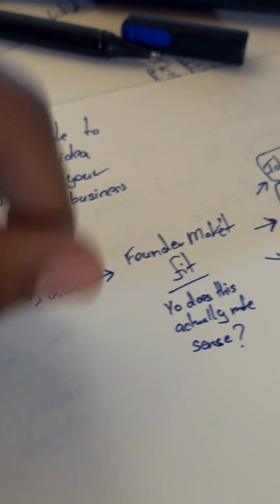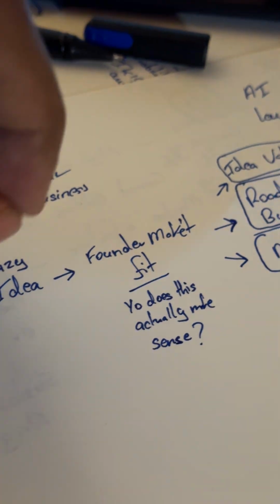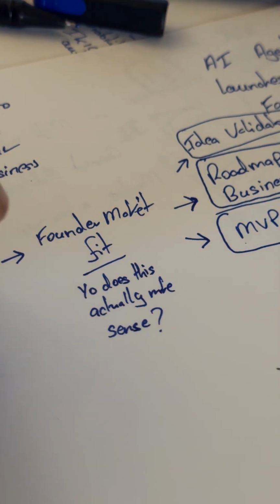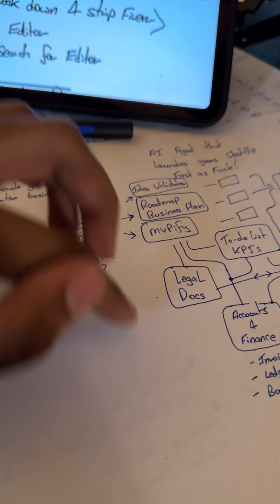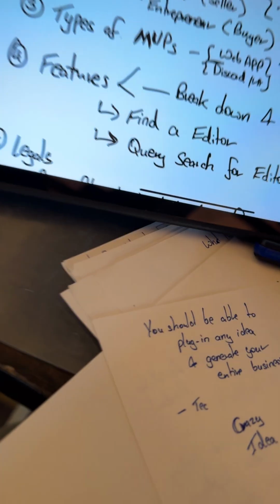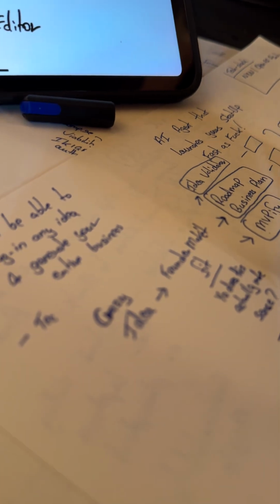The crazy idea should then go through a founder market fit validator, which is like, yo, does this actually make sense for you to do, right? And let's say it does, and it accepts it, it gives you a score basically over here. Let's just build it together, right?